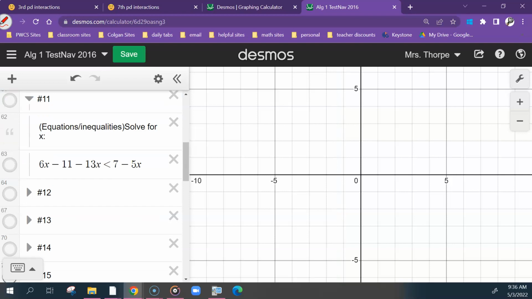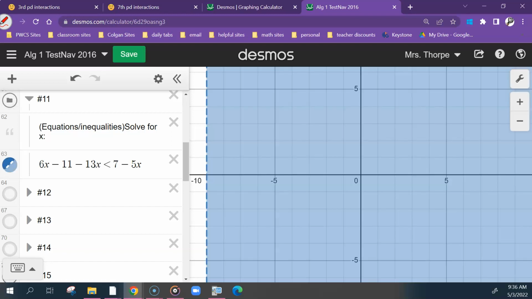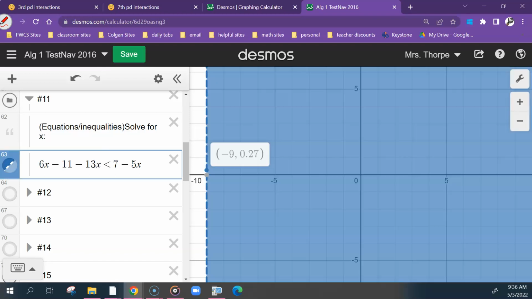For 11, things that are equations or inequalities, those can be put into Desmos as well. If you put it in and nothing shows, you'd have to put each side of it in separately. But if I put this one in, this will show me that it's going to be a dashed line, which makes sense because it was just less than. You can look at your x-intercept to see what the solution would be, -9. But your answer here would be everything above -9. So you would write in x is greater than -9.